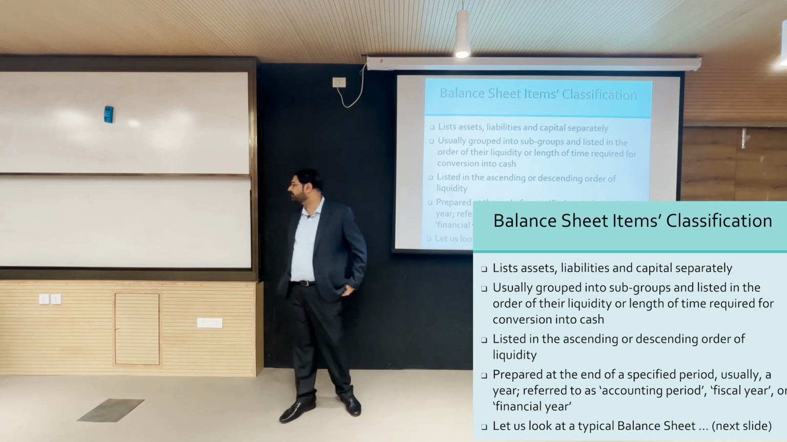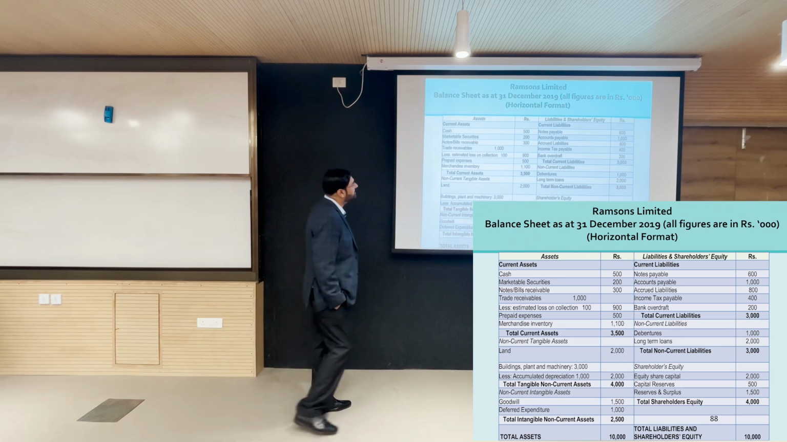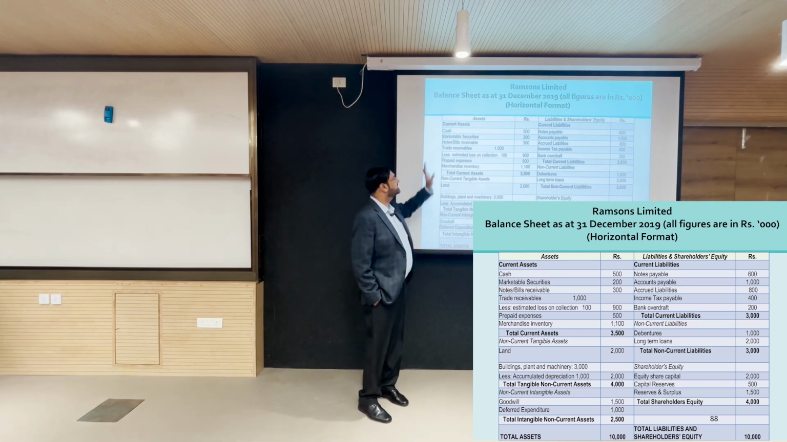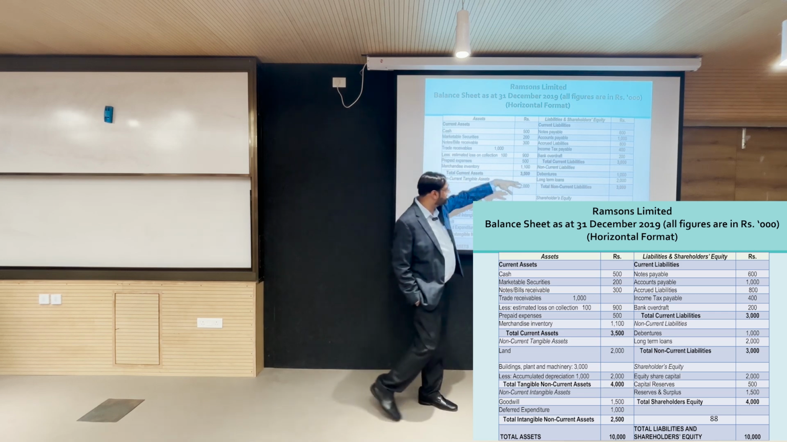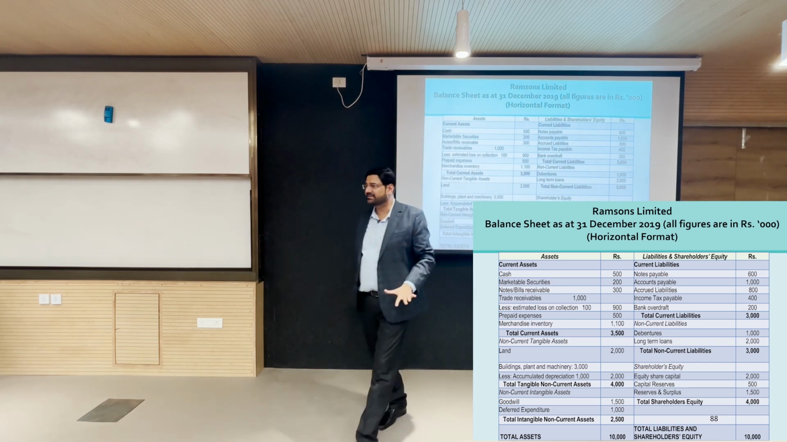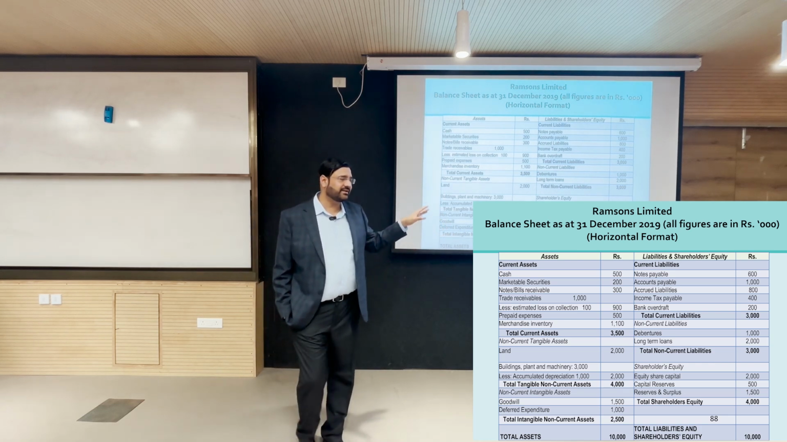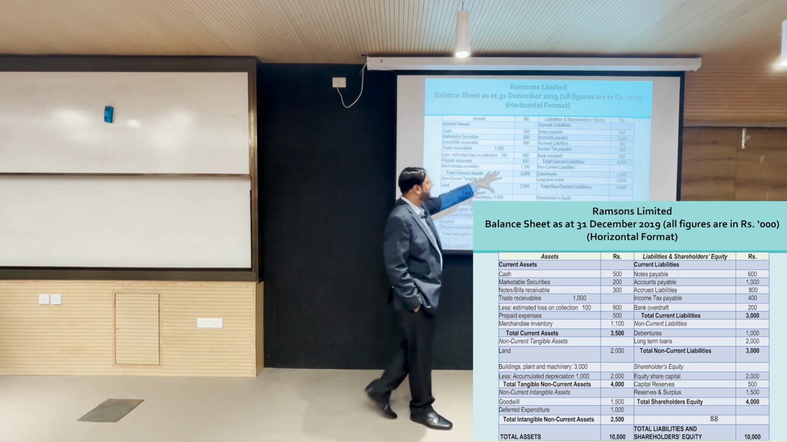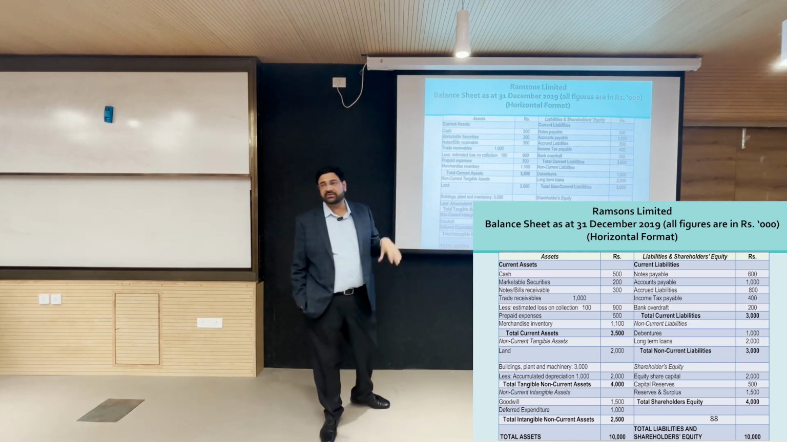Now, let us look at one of the balance sheets in the next slide. So, this is the horizontal format. This is the case of Ramson's from your book. On one side we have assets, though assets can actually be on the other side also, and liabilities and equities on the other side. This is the US book, so that is the reason they have put it here. In India, we put assets on this side and liabilities and equity on this side. And this is the horizontal format.